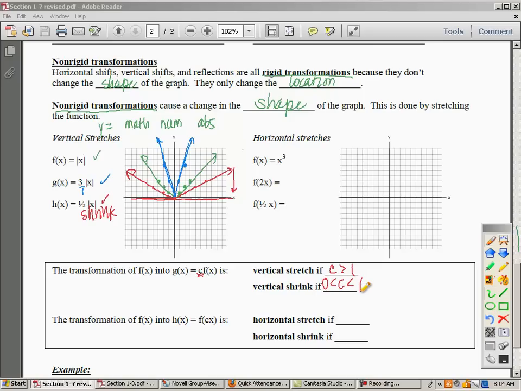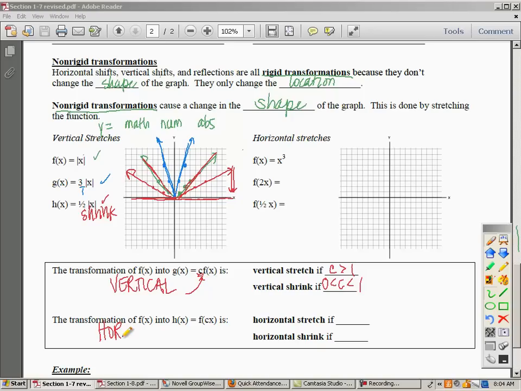At 1, it's just going to be the regular absolute value graph, that green one. But if it's between 0 and 1, like a 1/2 or a 1/3, or even a 0.7, it can be in decimal form, but if it's between 0 and 1, it'll shrink itself down towards the x-axis. Okay? That's the idea of a vertical. And vertical, don't forget, vertical means you stick it in front. Okay? So vertical does the in front type.